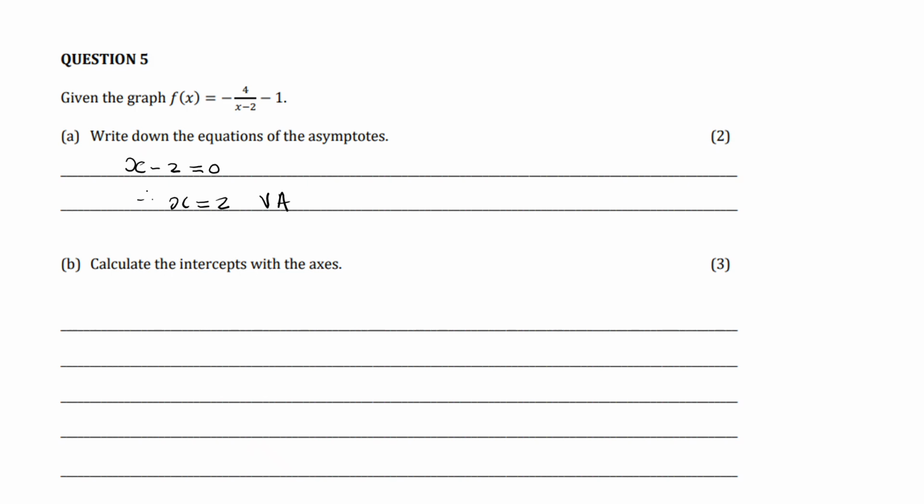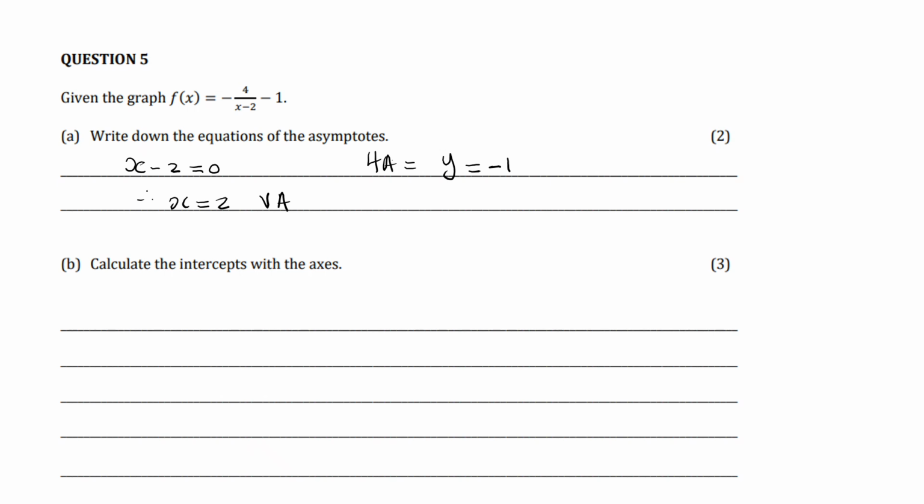We need to find the horizontal asymptote. The horizontal asymptote is just the value of q. When I say the value of q, we take this one, this is your value of q. You need to make sure that you take it with the sign. So q is minus 1. So the value of our horizontal asymptote is y equals minus 1. Then you'll have your 2 marks.